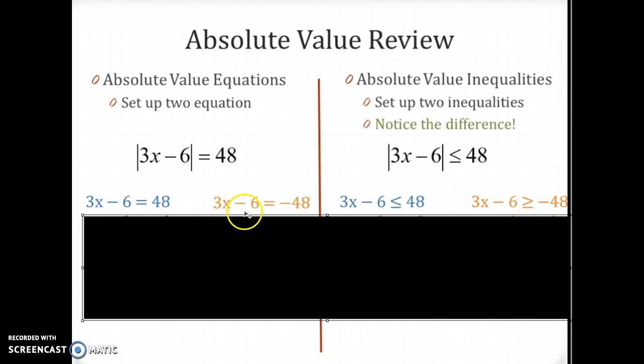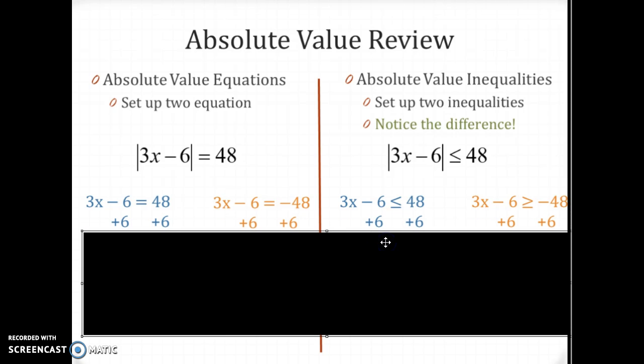So this should be the same, but look what happened over here. When we set it up to a positive 48, notice that the inequality is the same. When you change it so that it's equal to a negative 48, notice what happened with that inequality. You have to flip it. When you have it set equal to the negative number for the absolute value, you have to flip the sign. Everything else is solved the same way.